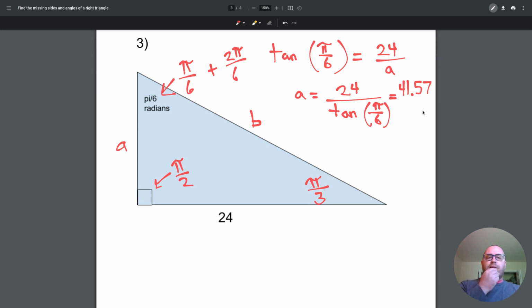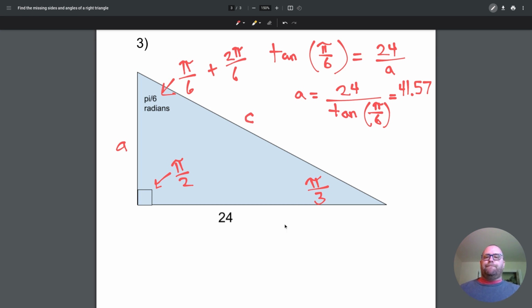And that makes sense because pi over 3 is larger than pi over 6, even though the drawing doesn't necessarily reflect that. You have to pay attention to what's actually written. So this side, the opposite side, should be larger than 24. Okay, so now let's just call this C because, you know, a squared plus b squared equals c squared. We'll call it C.